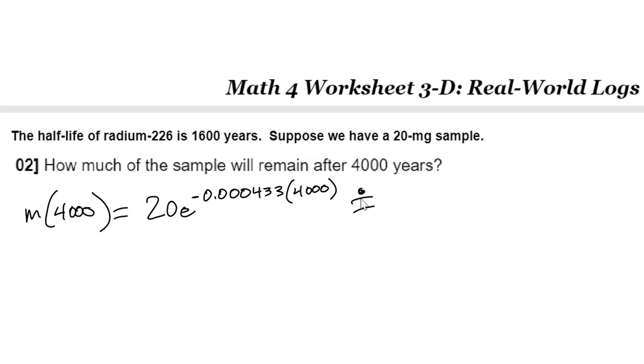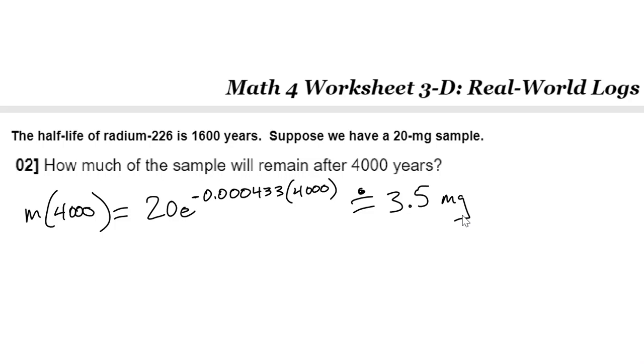By the time I punch that into the calculator, of course, remember the decimal and the 4,000 probably need to stay inside the parentheses of your e. Negative 0.000433 times 4,000. And that e is going to give me 0.1769. And then I'm going to multiply it times 20. And that's going to give me 3.53. I'm going to say about 3.5 milligrams is going to be left after 4,000 years.